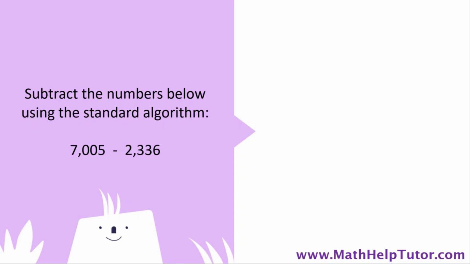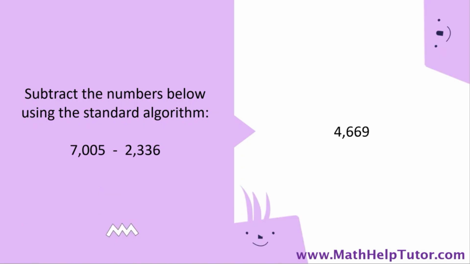Subtract the numbers below using the standard algorithm. The answer is 4,669. So how did we come up with this answer? Let's try to solve this problem using the standard algorithm. We have 7,005 minus 2,336. So 5 minus 6 is not possible.